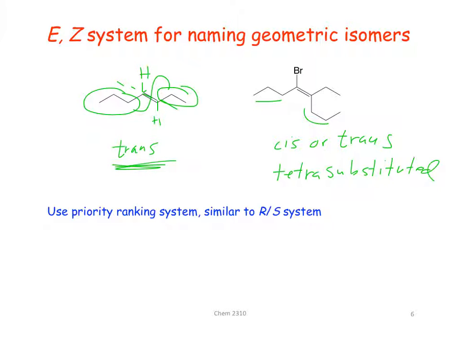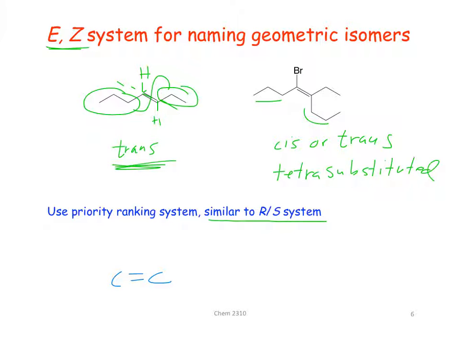And this new system is called the EZ system because it's so easy. It won't be too tough for us. It's going to follow a system using ranking, and that ranking is the same type of ranking that we used when we gave R and S designations to chiral centers. So let's look at 2 possibilities here.